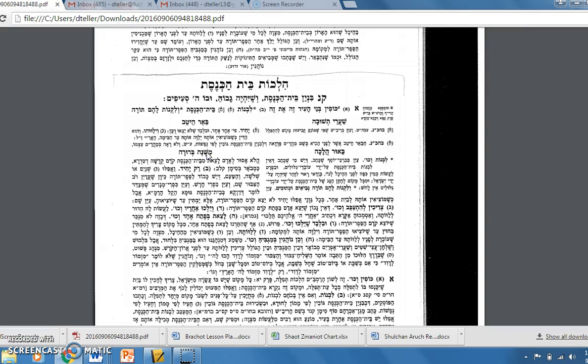What he did was, he essentially divided all of Jewish law into four larger books or four larger categories. These four books are called, the first one is called Orach Chaim, which means basically everyday life, Orach Chaim.